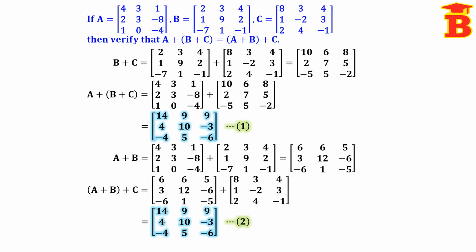Now see the answers 1 and 2. They are exactly the same. See the answers: 14, 9, 9, 4, 10, minus 3, minus 4, 5, minus 6. Here on the right hand side we also have the same answer. So therefore from 1 and 2, A plus within bracket B plus C equals bracket A plus B plus C.